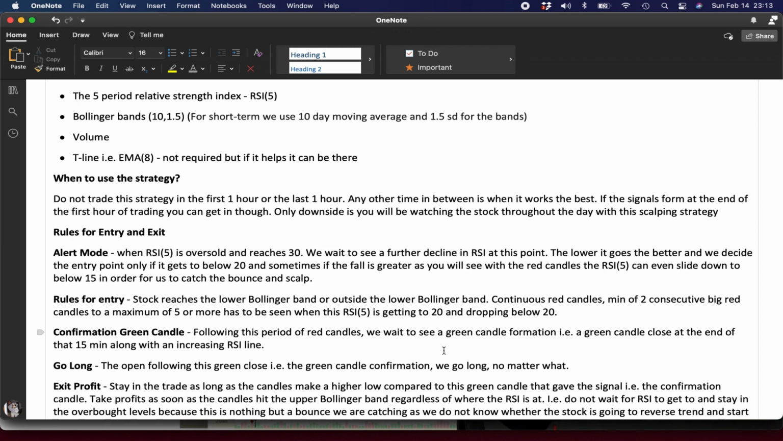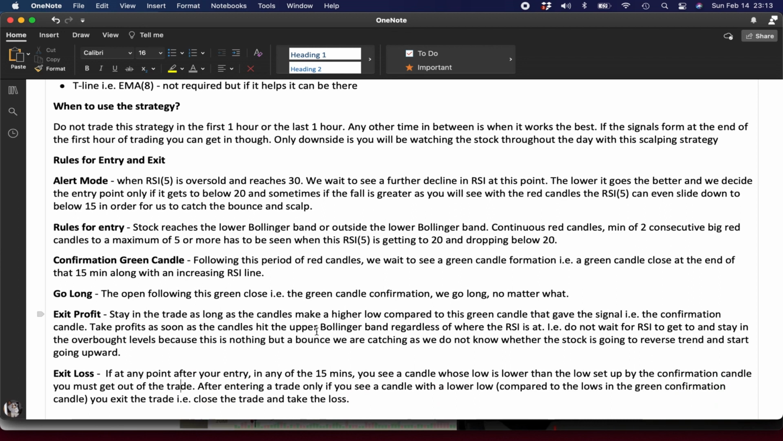Following this period of red candles, you're just waiting to see a green candle formation. That is a green candlestick where the close is higher than the open. So the green candle at the end of that 15 minutes along with an increasing RSI line is what you're looking for. So consecutive down candles, shown by the red candles, and once the RSI gets to 20, and it can even fall below 20, keep that in mind.